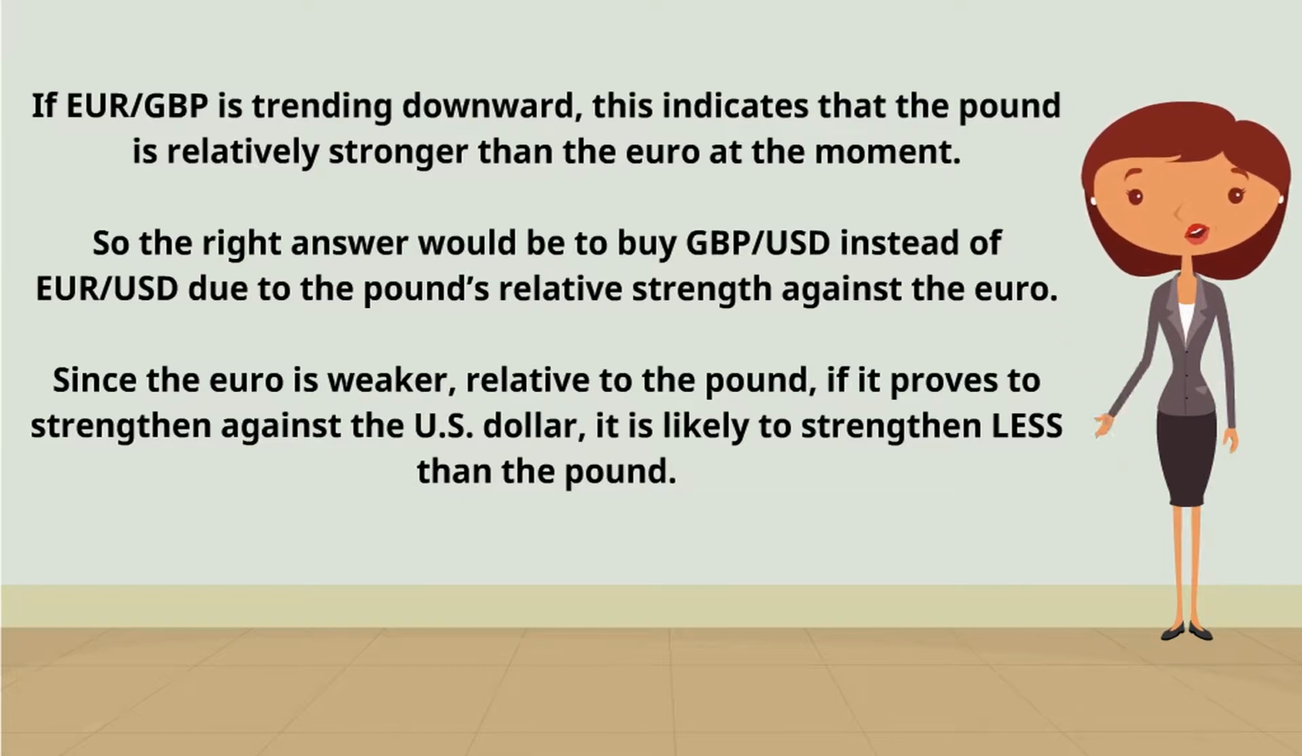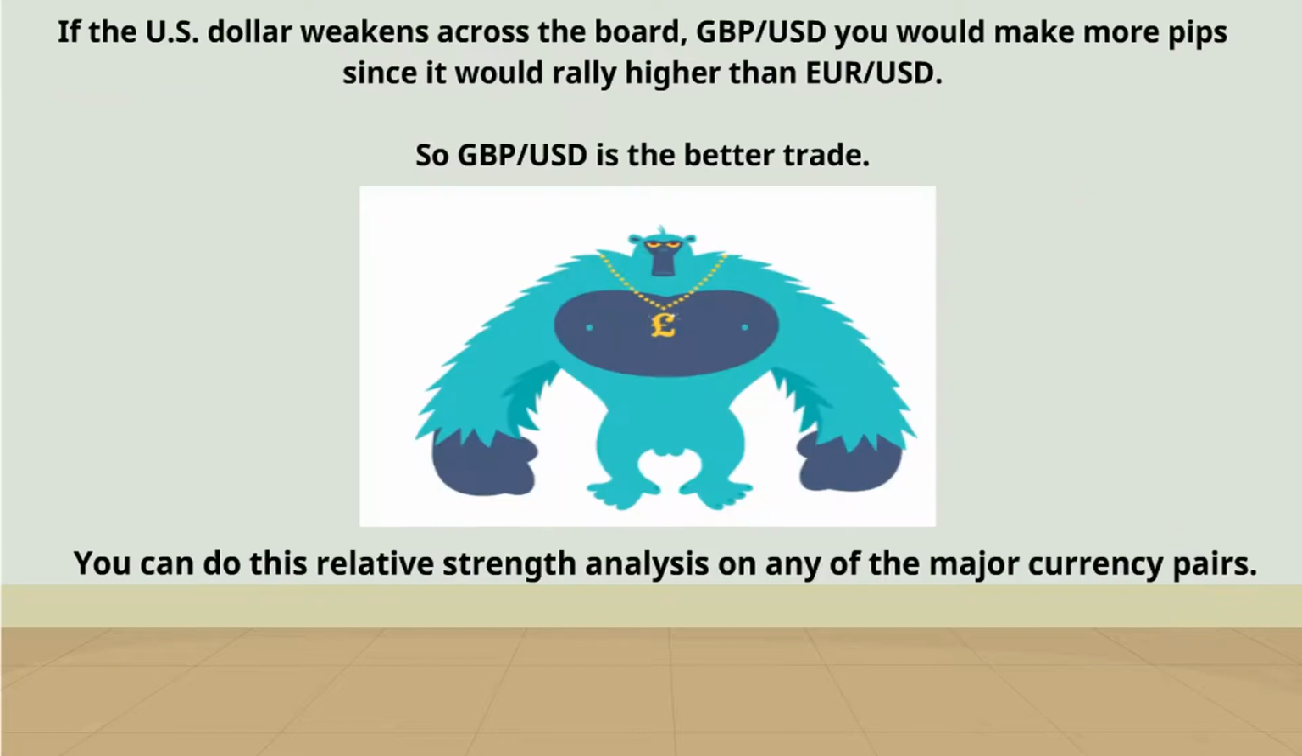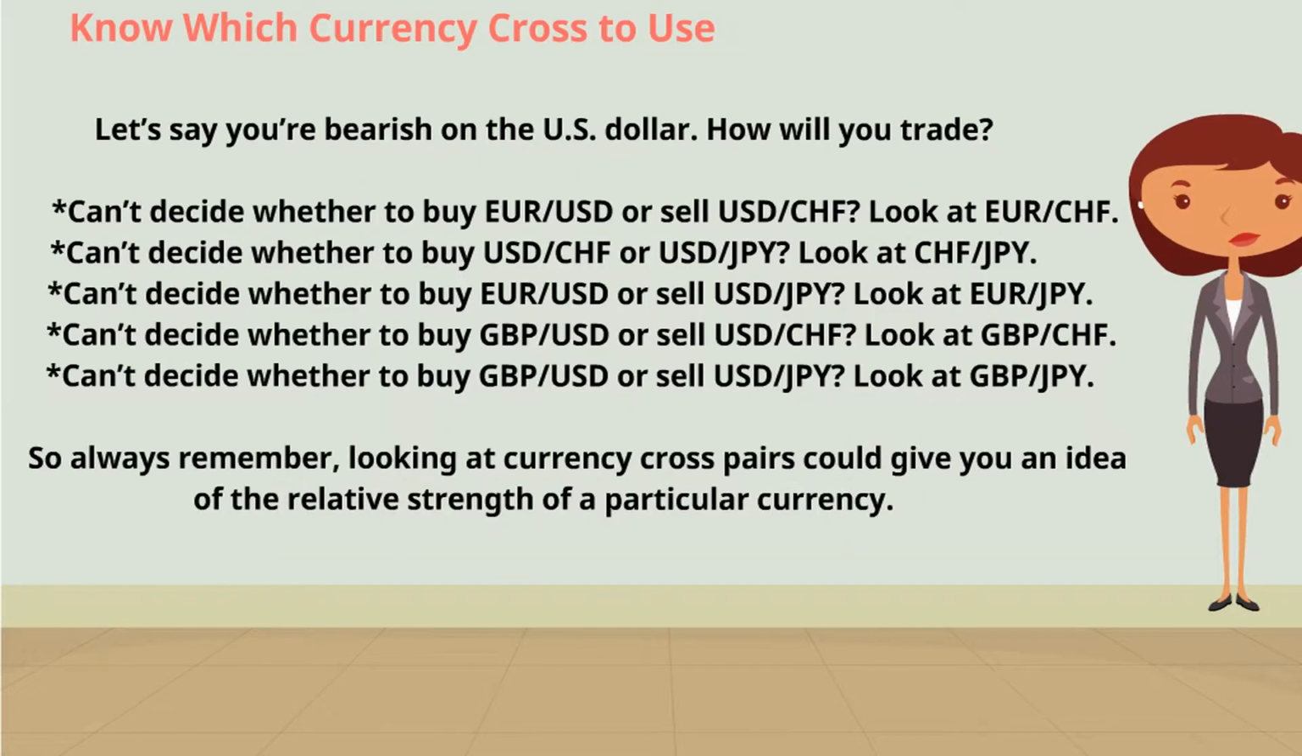Since the euro is weaker, relative to the pound, if it proves to strengthen against the US dollar, it is likely to strengthen less than the pound. If the US dollar weakens across the board, pound sterling to US dollar, you would make more pips since it would rally higher than euro to US dollar. So pound sterling to US dollar is the better trade. You can do this relative strength analysis on any of the major currency pairs. Know which currency cross to use.